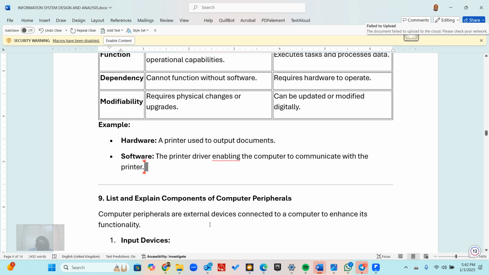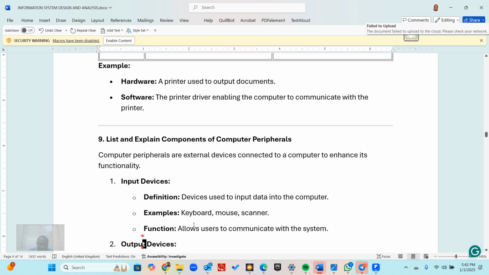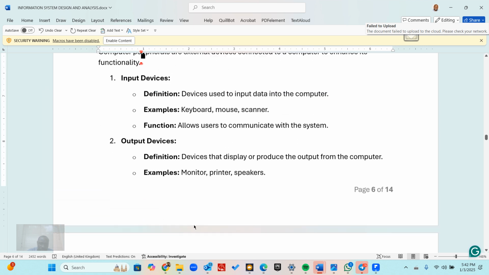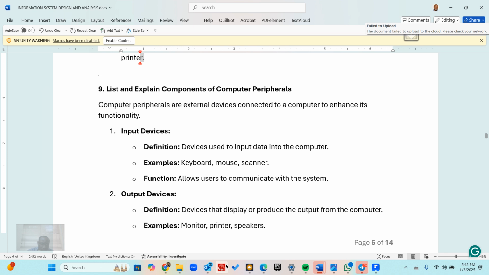So their dependability. Number nine, list and explain components of computer peripherals. First, let's understand what computer peripherals are. Computer peripherals are external devices connected to the computer to enhance its functionality. These are input and output devices. Input devices are devices used to input data into a computer, such as keyboard, mouse, and scanner. You see, they are giving input data into the computer. Those are input devices.